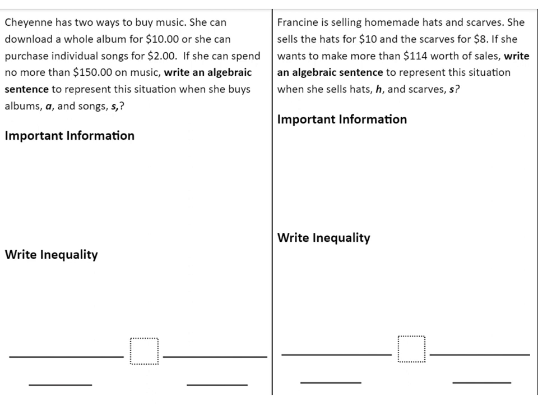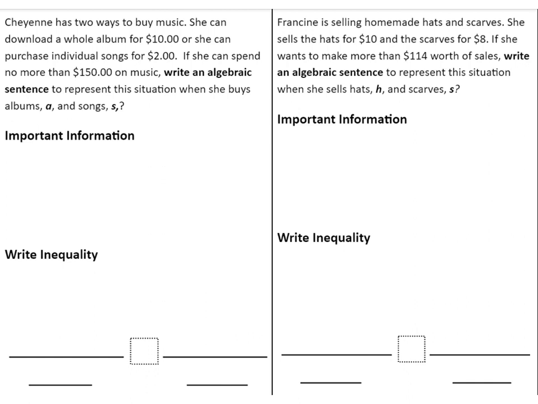So number one over here says, Cheyenne has two ways to buy music. She can download a whole album for $10, or she can purchase individual songs for $2. If she can spend no more than $150 on music, write an algebraic sentence, aka an inequality, to represent the situation when she buys albums A and then songs S. So it gives us our letters to use, our variables to use.